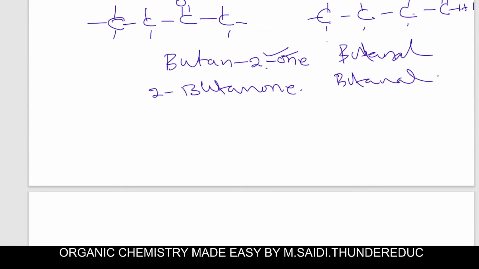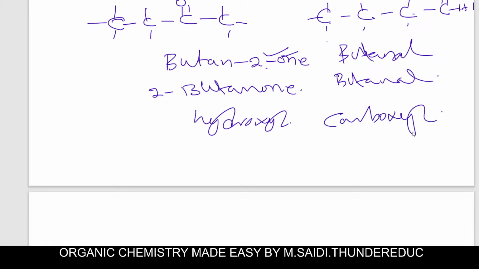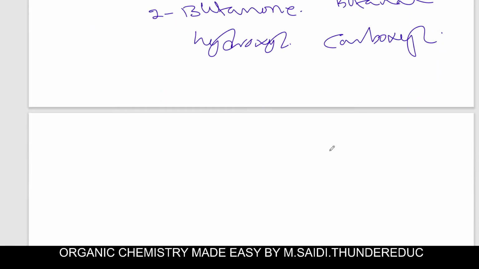Alcohols is hydroxyl. When we talk about hydroxyl, we mean alcohols. Hydroxyl, that's the functional group. Carboxylic acid is carboxyl. Yes, it's a carboxyl group. So that's the functional group. Many students confuse the homologous series and the functional group. Please don't confuse those two because they are different.